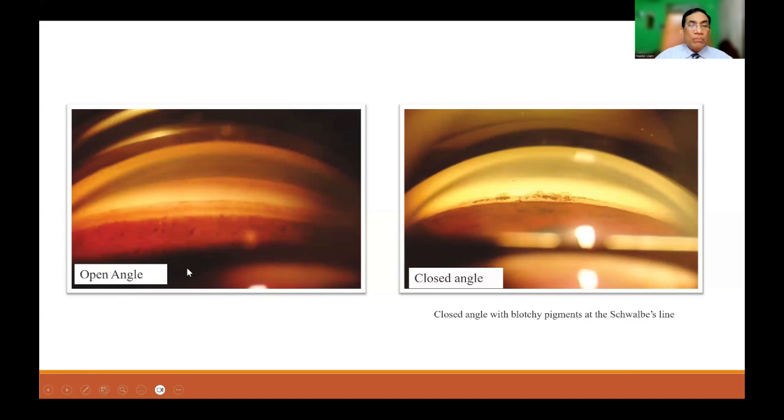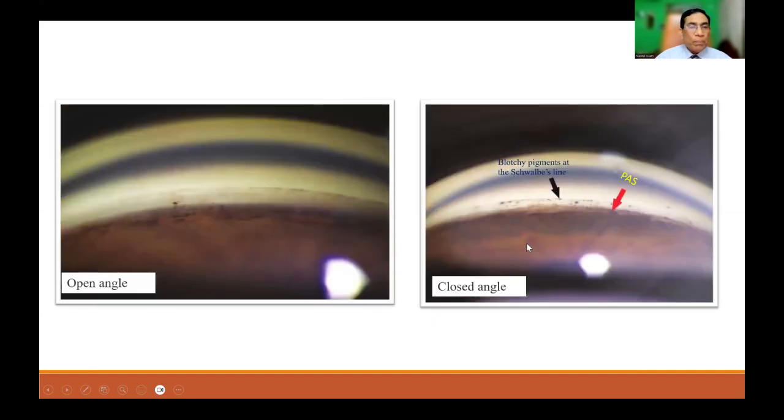This is another example. Very nicely, you can see the stress part here, the trabecular meshwork, the non-pigmented part, and this whitish area is the Schwalbe's line. Here you can see the angle, but not very open, a closed angle, and there are some patchy, blotchy pigments in the Schwalbe's line of the cornea. That means the patient might have had trauma sometimes and it actually touched the cornea, but it came back. So these are the blotchy pigments you can see here.